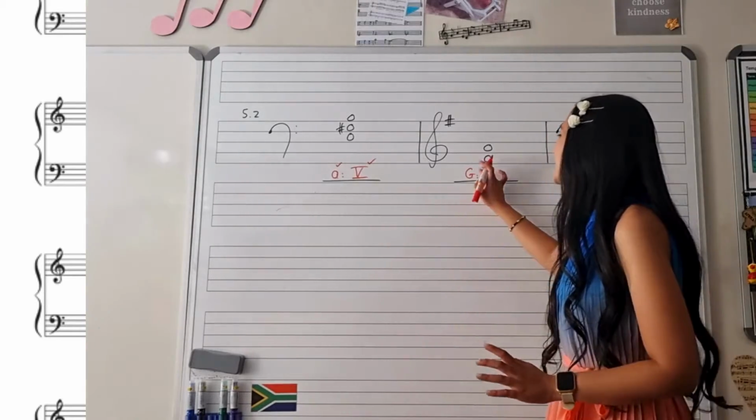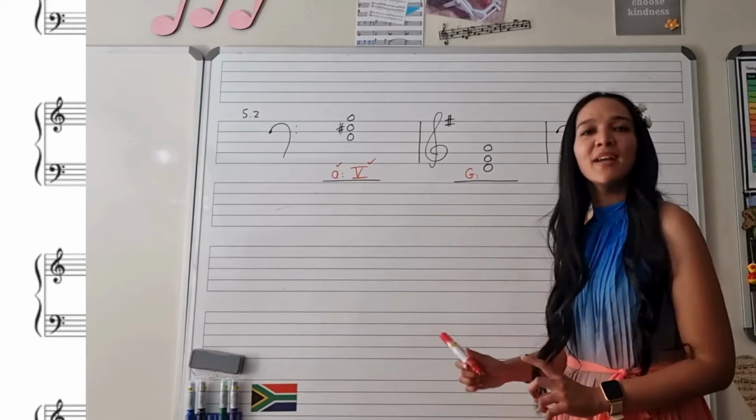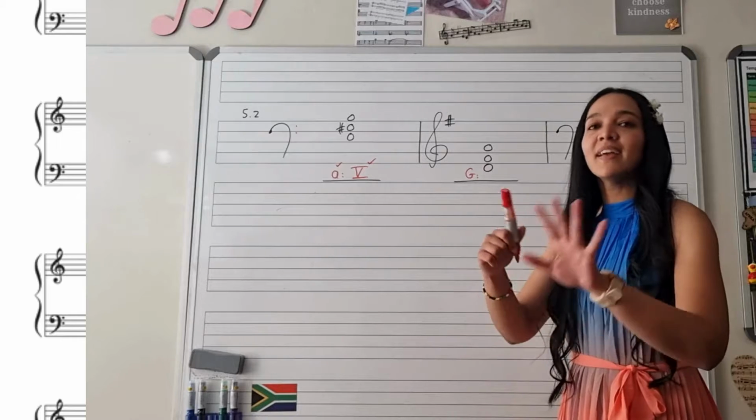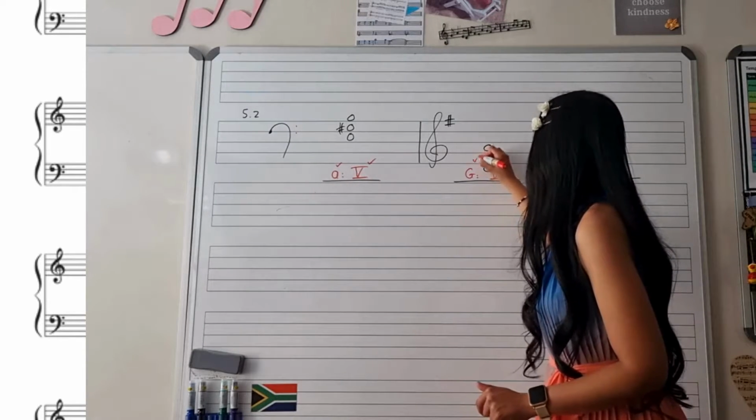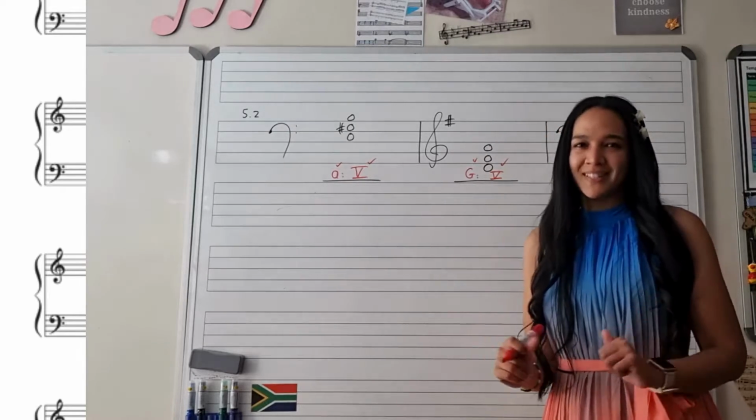So let's just try it in G major. What is D in G major? G, A, B, C, D. It is the dominant. So we're going to go ahead and figure the dominant. G major, dominant, you'll get your marks.